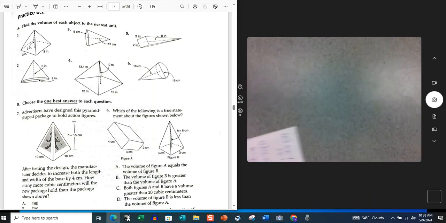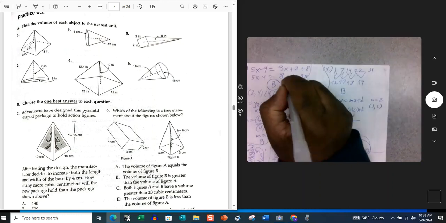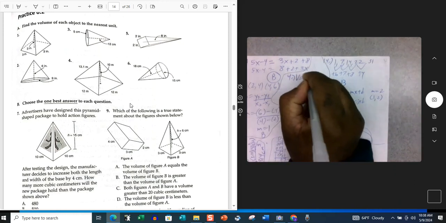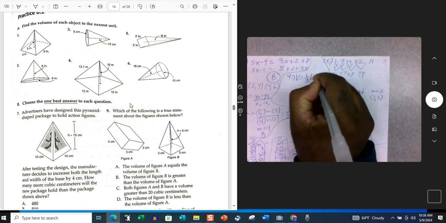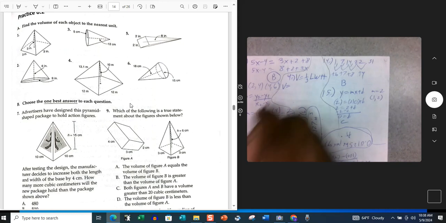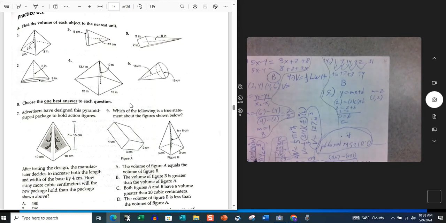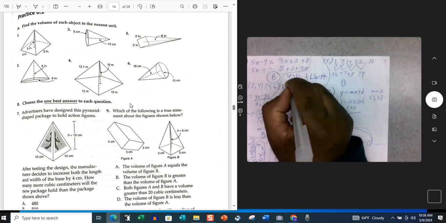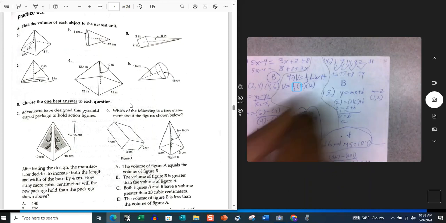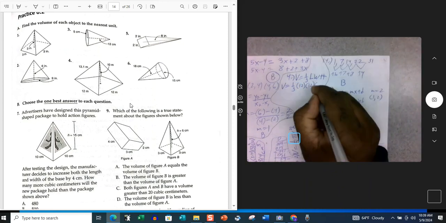So now we go down here to problem number 4. Now we notice here we have a pyramid. So the volume is equal to 1/3 times length times width times height. So now we have the volume is equal to, now the length and the width is 12. So the volume is 1/3 times 12 times 12, and the height is 10.